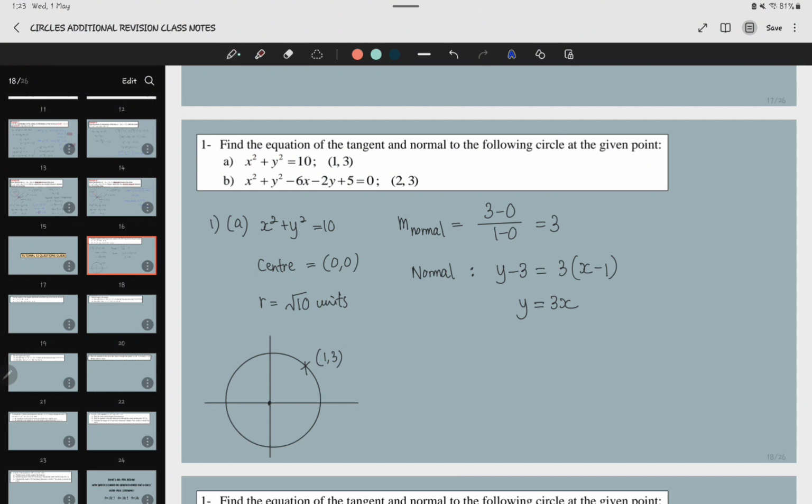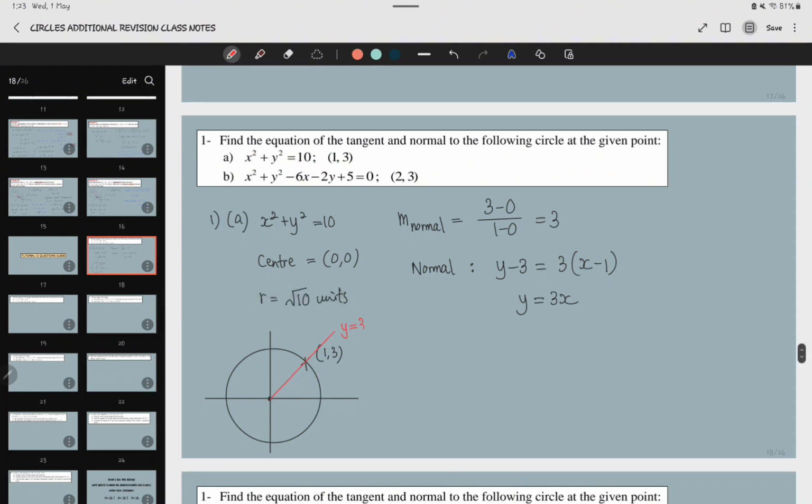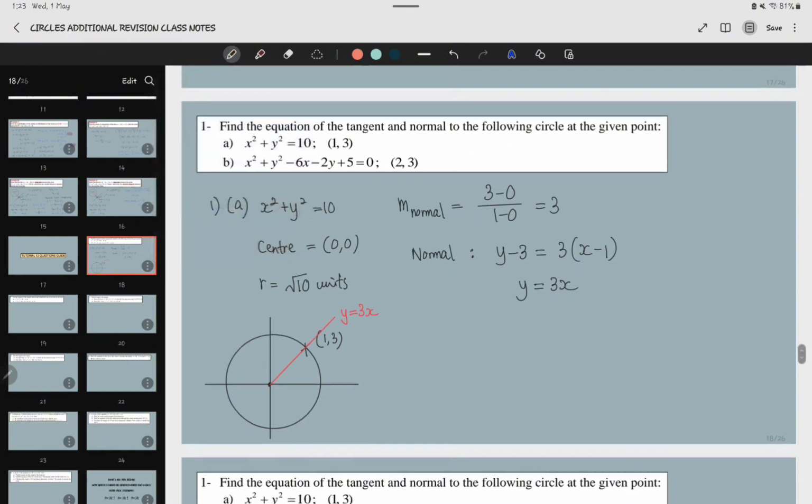What is your normal? Normal is this one, meaning a straight line, which is the red color one here, passes through. Okay, not pretty. Okay, sorry. Okay, you understand. It cuts through the point and also cuts through the center. This is the y equal 3x. This is your normal.